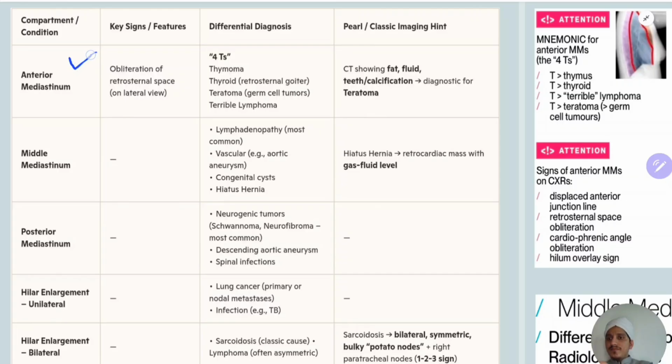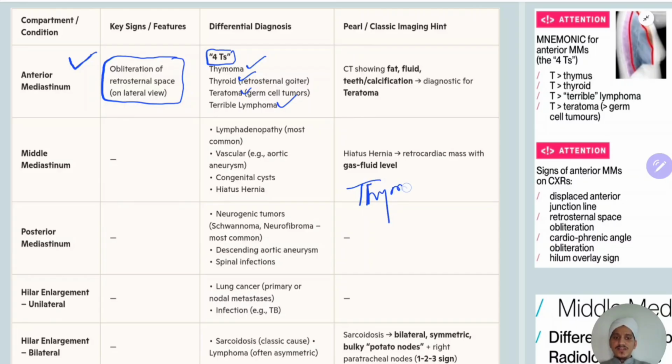Anterior mediastinum, what are the features if something is present in the anterior mediastinum? There will be obliteration of the retrosternal space on the lateral view of the chest X-ray. And what will be the differential diagnosis? Remember this as 4 T's. It can be thymoma, or thyroid, or teratoma, a germ cell tumor, or terrible lymphoma. So thymoma, thyroid, retrosternal goiter, teratoma and terrible lymphoma.